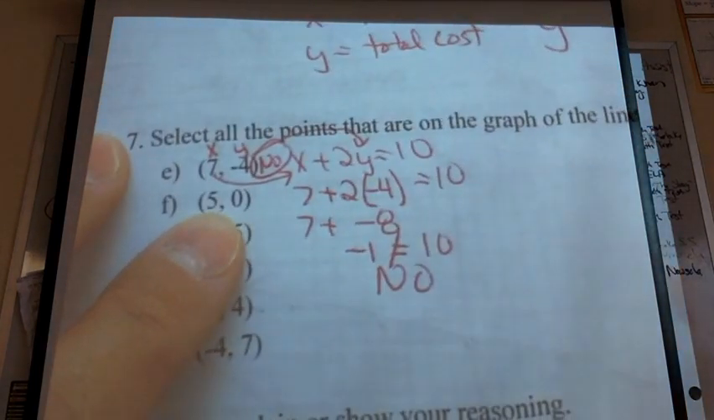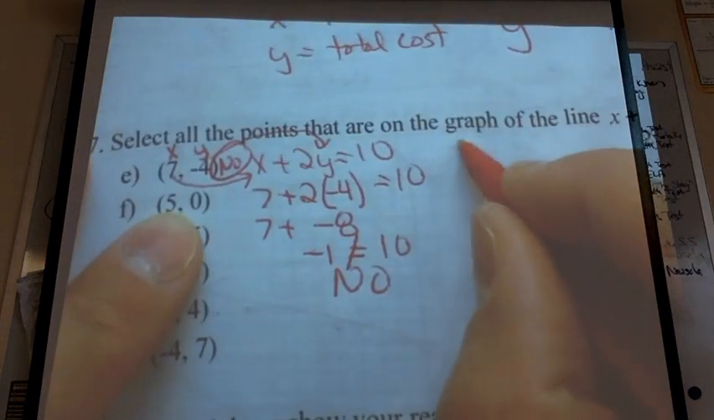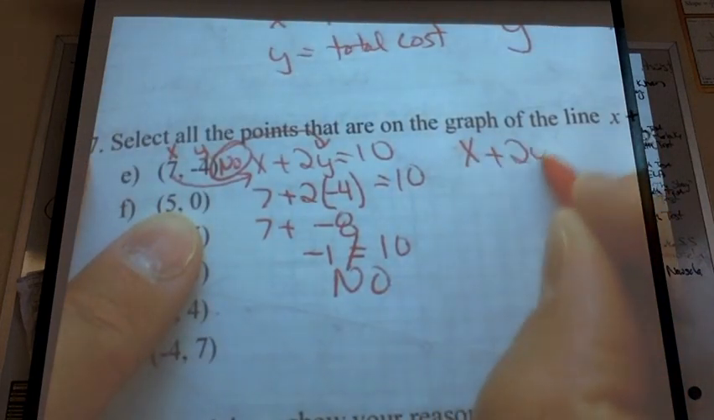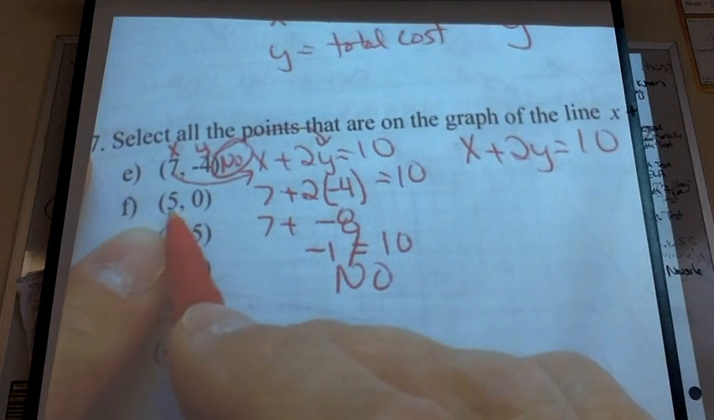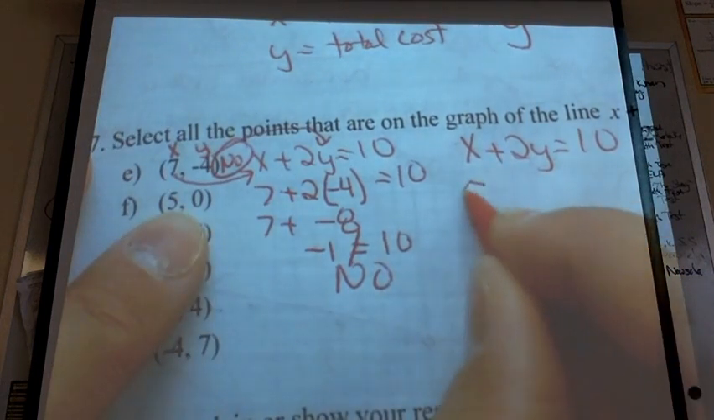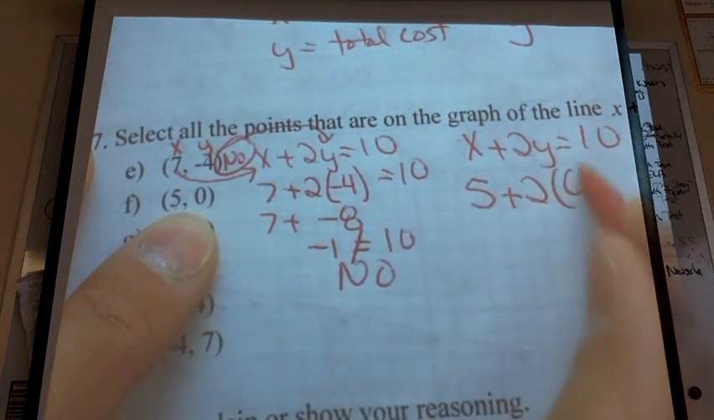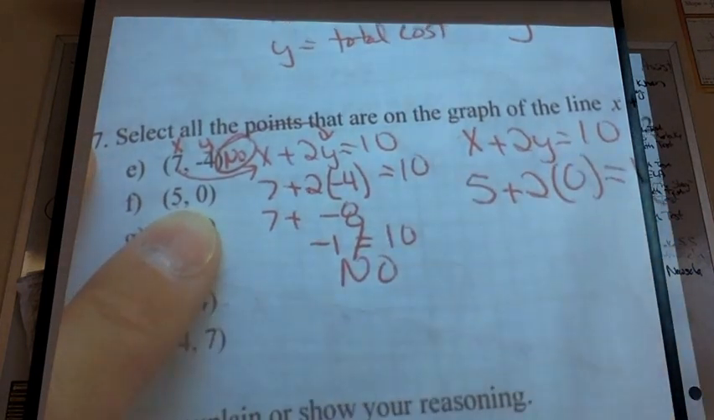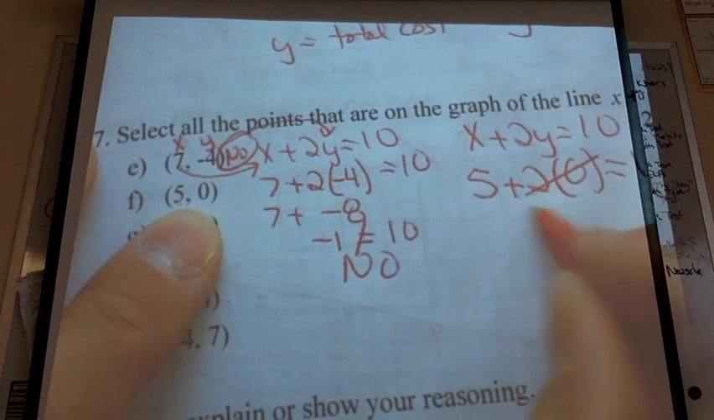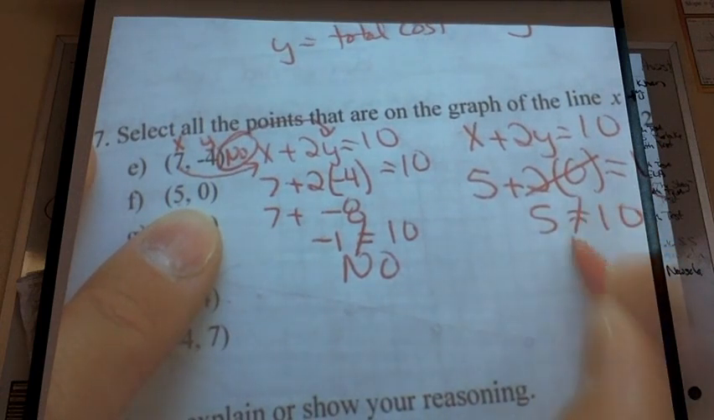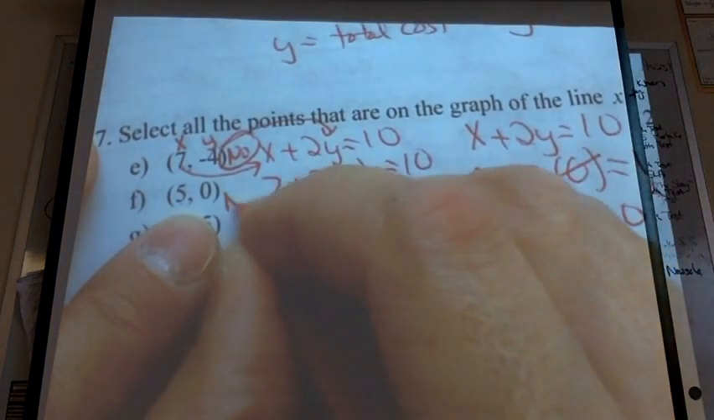Moving on to F, use the same equation. x plus 2y equals 10. I'm going to substitute 5 in for my x, so it's 5 plus 2 times our y of 0 equals 10. 2 times 0 is 0, so we have 5 equals 10. Nope. So letter F does not work.